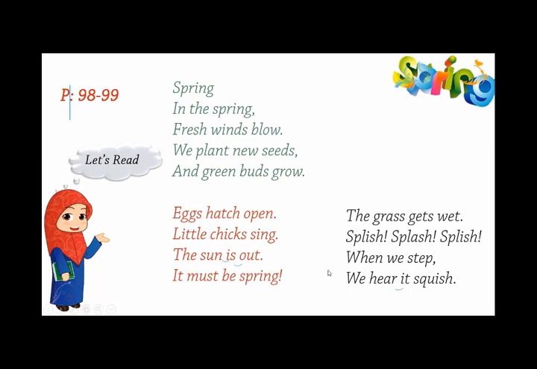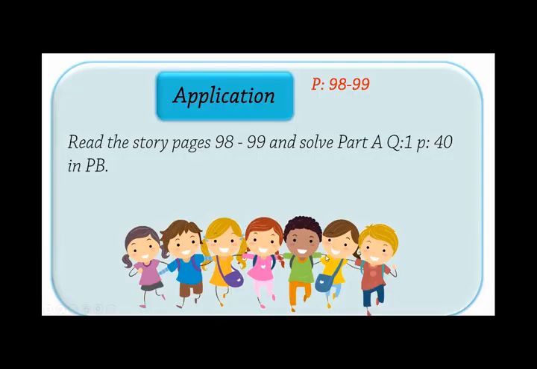So now we finished reading for fluency. I hope you all followed up and you repeated after me. You can every time replay this part and listen again to the teacher and repeat to become super readers. Great. Let's see the next step together. It is the application. You need to read the story pages that I just read, 98, 99, and solve part A, question 1. It is page 40 in your practice book.